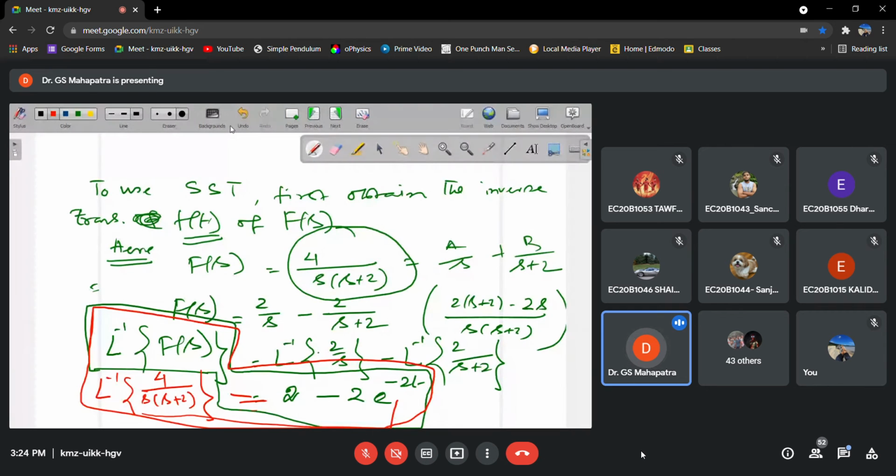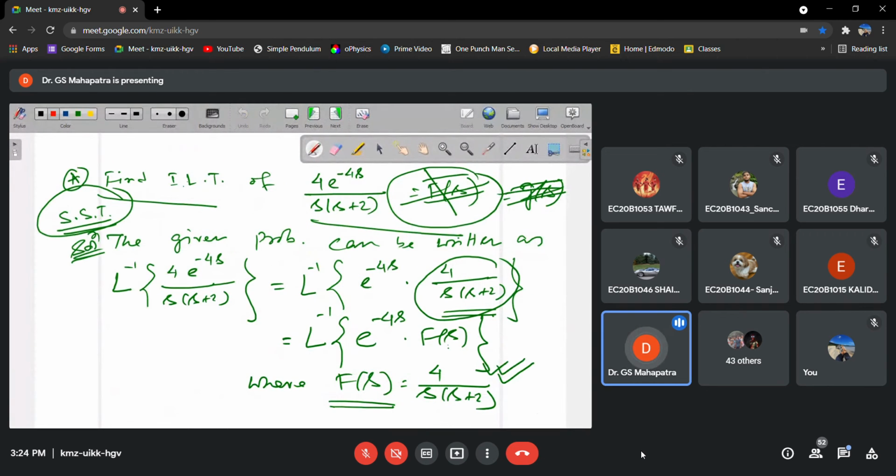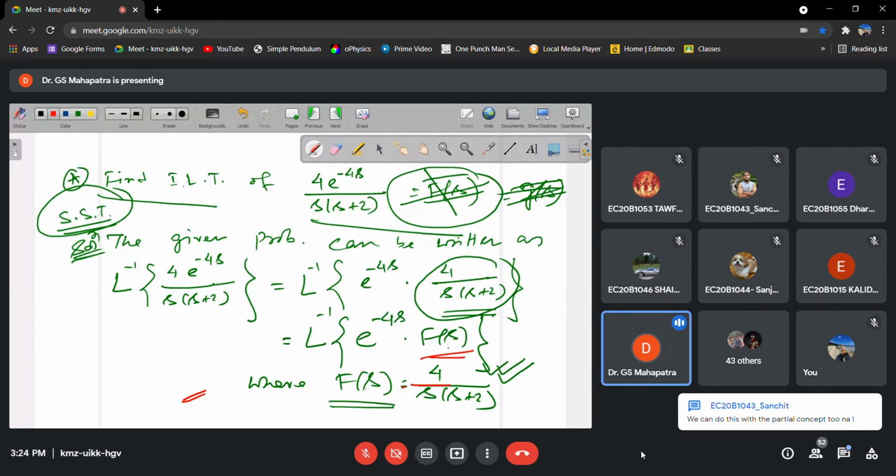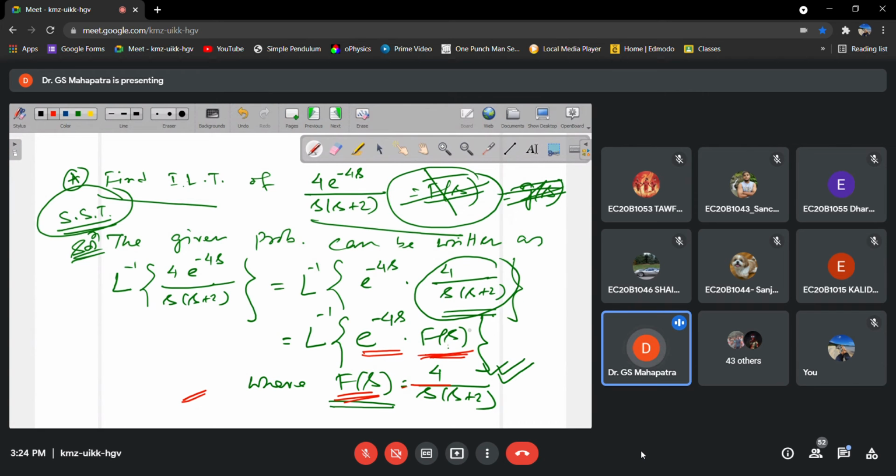Now I will go back to the previous one. Now you understood what we have. We know F of s. The Laplace inverse transform of F of s is known to us, but it is multiplied with e to the power minus 4s. If it were not there, it would be easy for us. What is the inverse transform of this capital F of s, but multiplied with e to the power minus 4s? This one is multiplied.